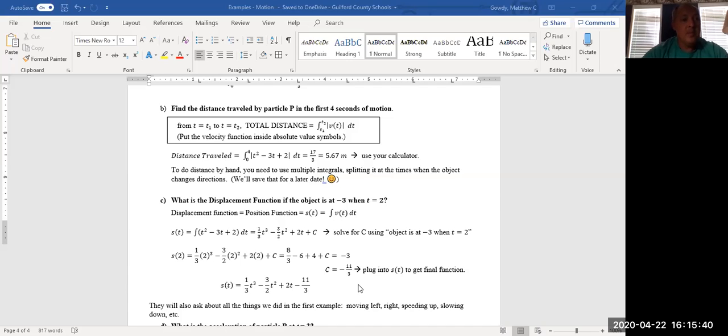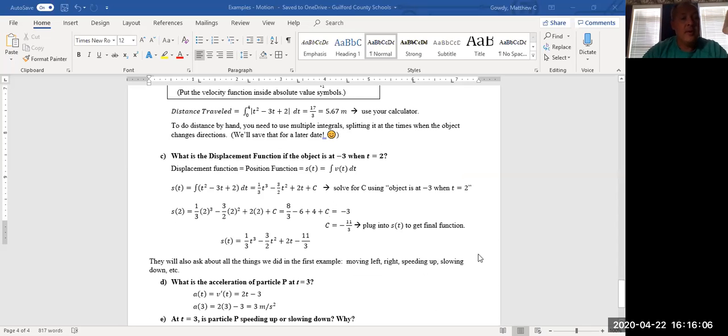Okay? Displacement function and position function, they mean the same thing. Generally, when they're starting with the displacement function, with s, they'll call it the position function. When they're starting with velocity or acceleration, they'll refer to it as a displacement function. That's the way IB tends to operate. It's kind of weird that they don't use the same wording every time, but that's okay.